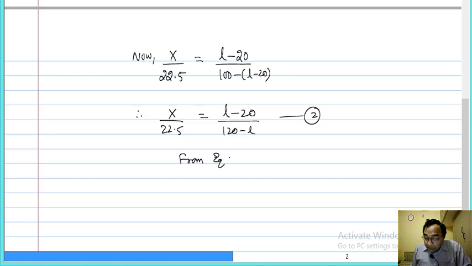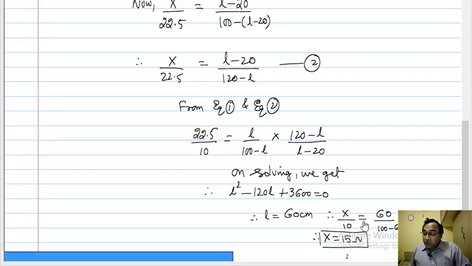from equation 1 and equation 2, on solving these two equations, see we are getting something like this. Precisely, we are dividing the two equations. So 22.5 by 10 is equal to L upon 100 minus L into 120 minus L. So let us solve this equation. We get a quadratic in L, L square minus 120L plus 3600. By solving this, we get L as 60 centimeter.